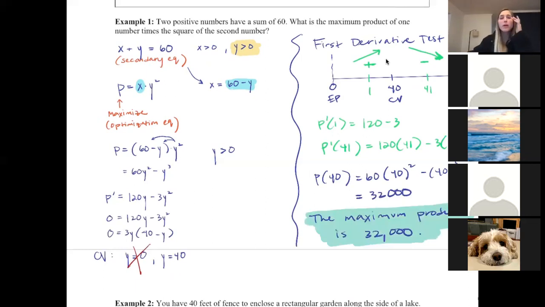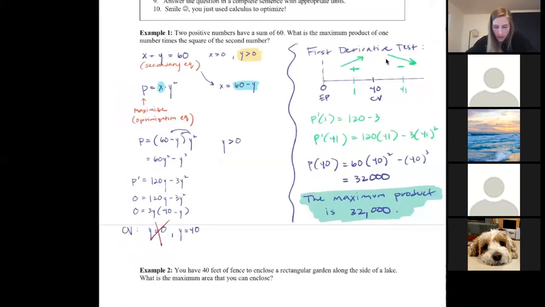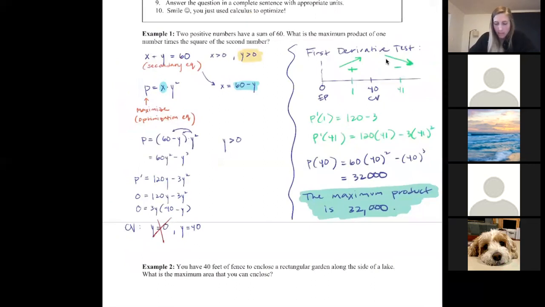So if this were a question on the AP exam, you probably need to make an extra statement, like basically writing down what I said, like because the domain for our optimization equation is from 0 to positive infinity, the graph will only change from increasing to decreasing at y equals 40, and therefore 40 is the location of the absolute extrema. So you just need to do an extra statement. Does anyone have any questions?